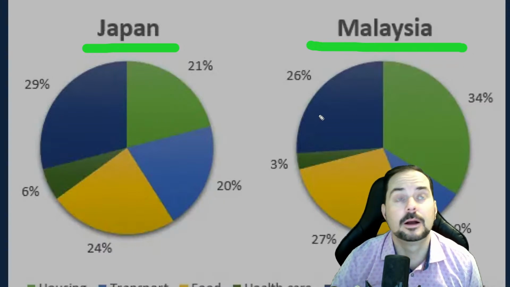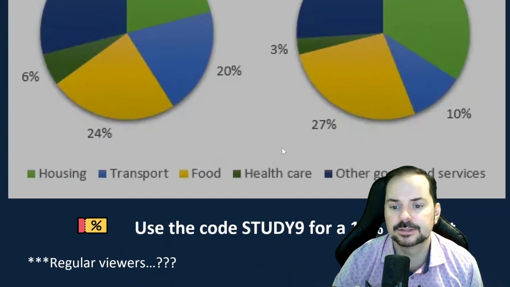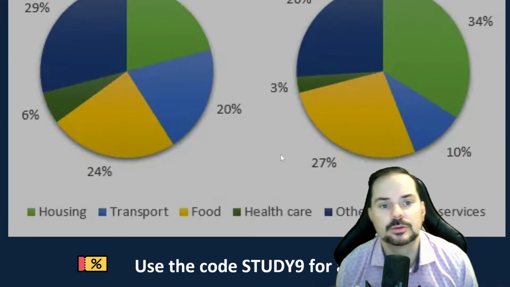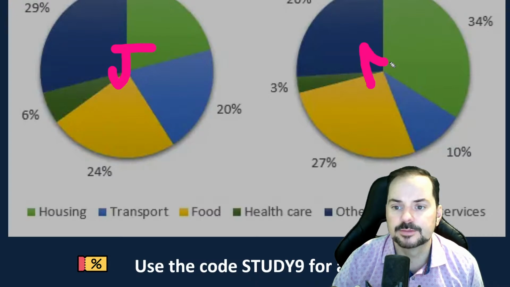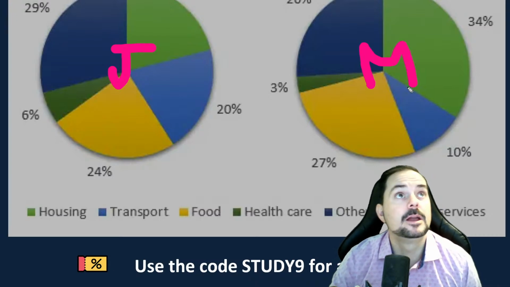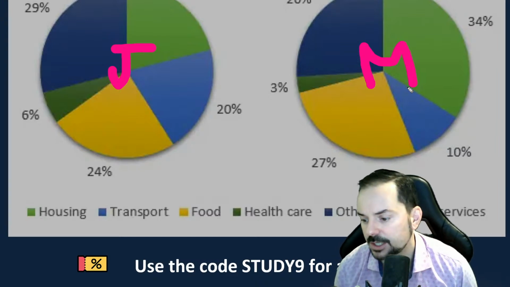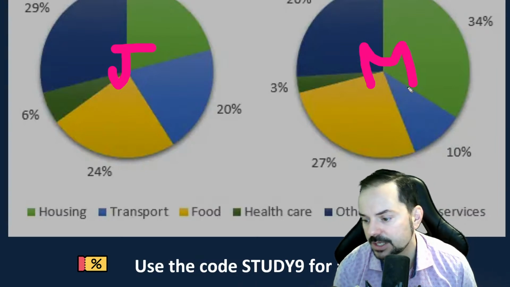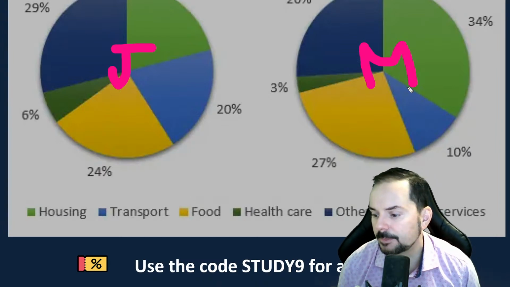So let me go up a little bit more here so that you can see the categories. Now you'll be able to see it a little bit clearer. Remember that this one here is Japan, and this one here is Malaysia. Now you can see all 5 of the categories. We're just doing a comparison here. With these pie charts, you're not seeing any increase or decrease.